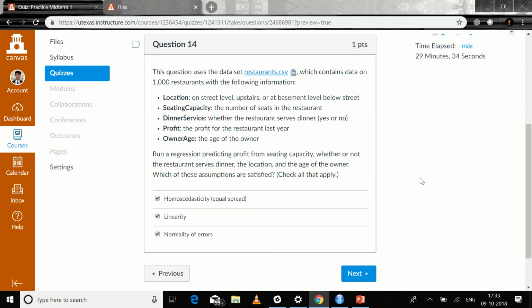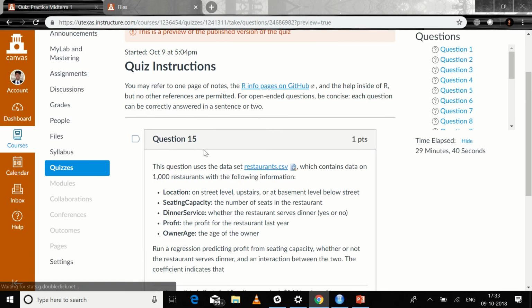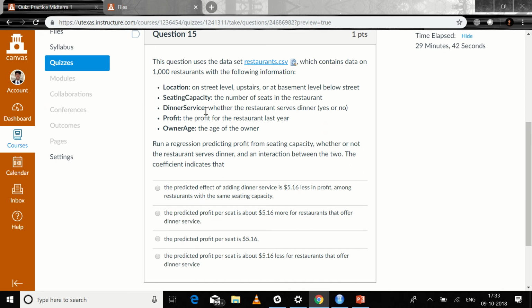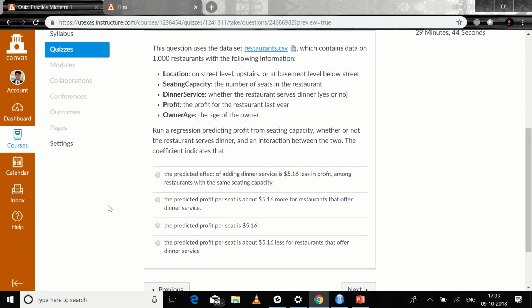All right, I'll move to the next question. Now he's asking you to run a regression predicting profit from seating capacity, whether or not it serves dinner, and the interaction between those two variables. The coefficient, here it refers to the coefficient of the interaction term, indicates what?